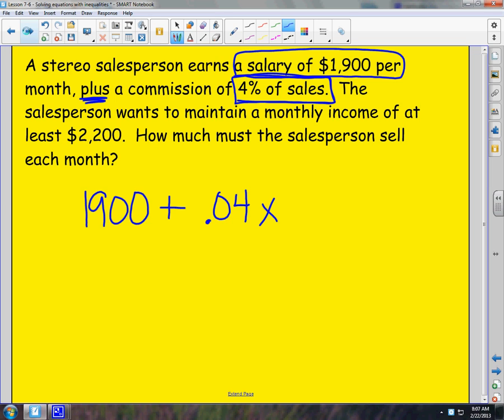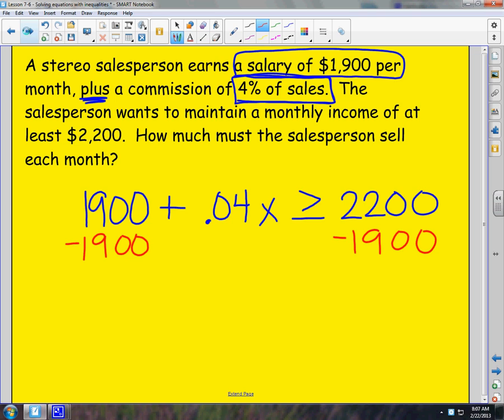They want to maintain a monthly income of at least $2,200. So it has to be greater than or equal to $2,200. It can't be less than. They want that at least. So it cannot be less than. So I'm going to minus 1,900 from both sides. So then I get 0.04x is greater than or equal to 300.